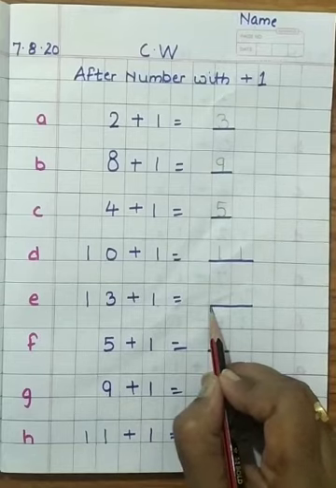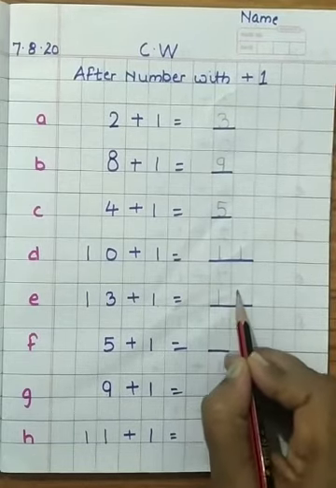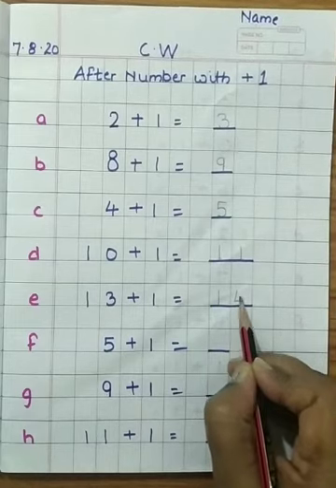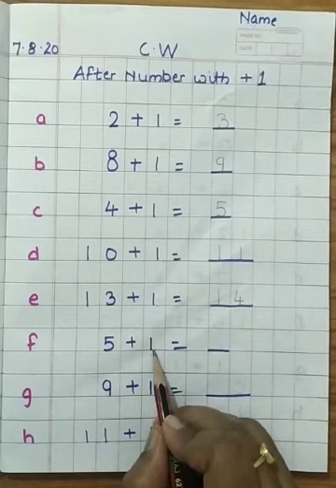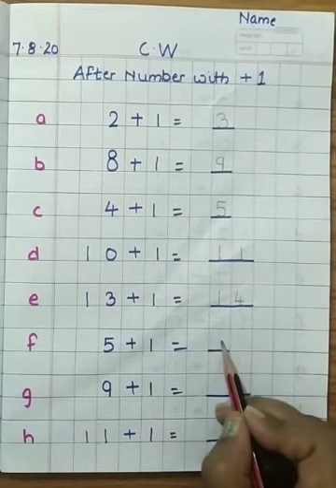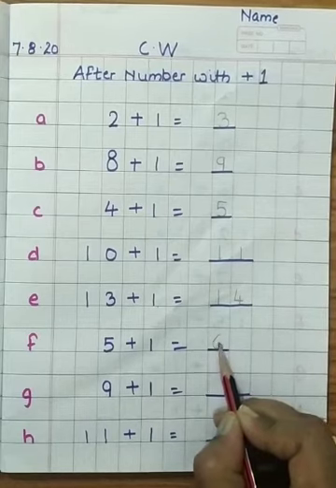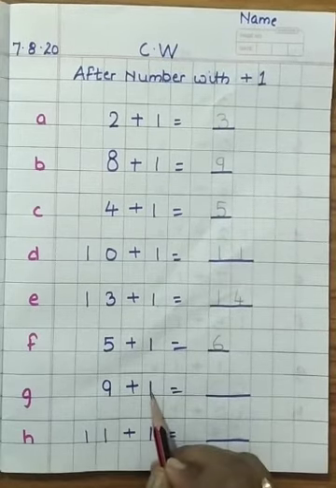Now 13 and 1 more. Then what will be the after number? 13 ke baad kaun sa number aata hai? Yes, number 14. Now 5 plus 1 more. Then what will be the next number? What will come after 5? Number 6.